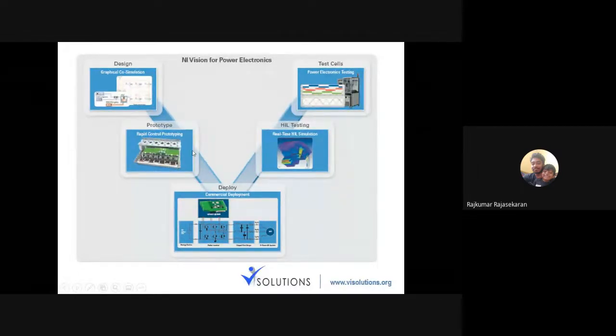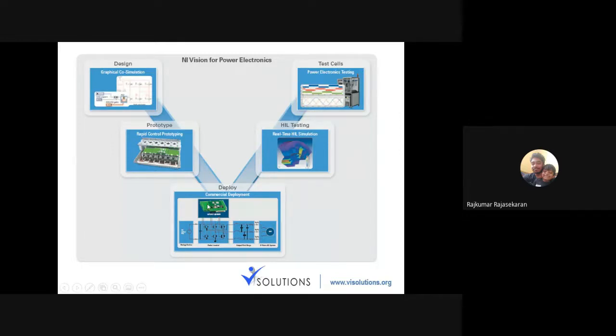So prototyping and HIL testing will happen, and whatever problems were not found during design will be found during HIL testing and prototyping. Once HIL testing is done, we'll give you the PCB, we'll scrutinize it as much as possible, and we'll go finally to deployment.